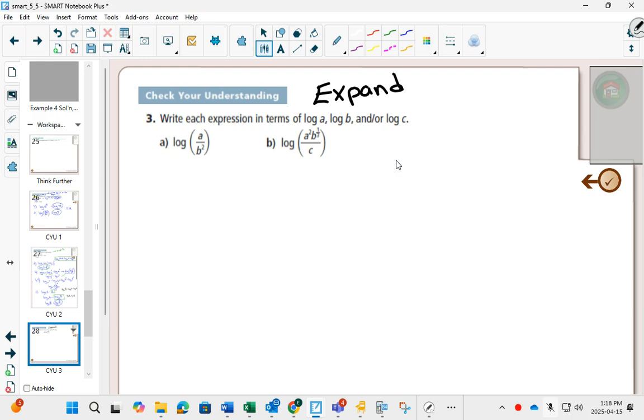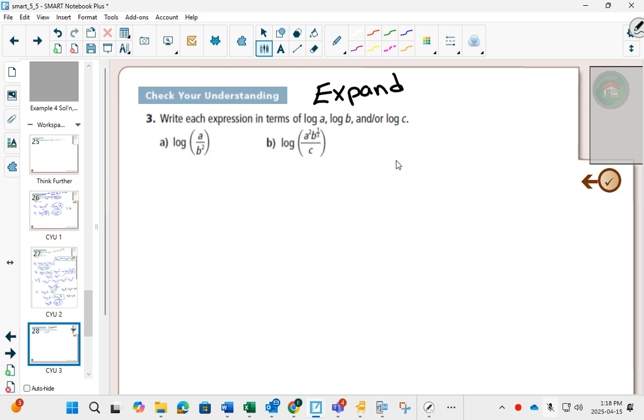The first two examples we did combined into a single logarithm, which we called simplifying. But we also have to be really good at expanding, and sometimes these expanding questions are written like this: Write each expression in terms of log A, log B, and log C. In other words, the only thing you're allowed inside of a logarithm is 1A, 1B, or 1C. And right now, inside of this logarithm, we have an A and a B squared on the bottom.